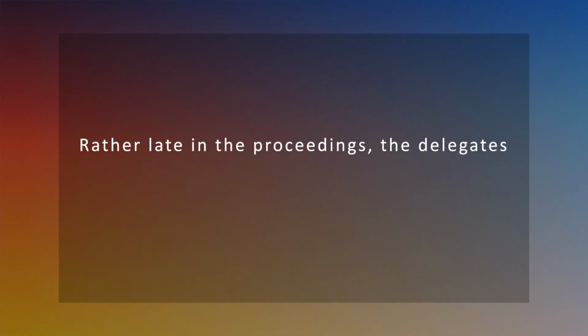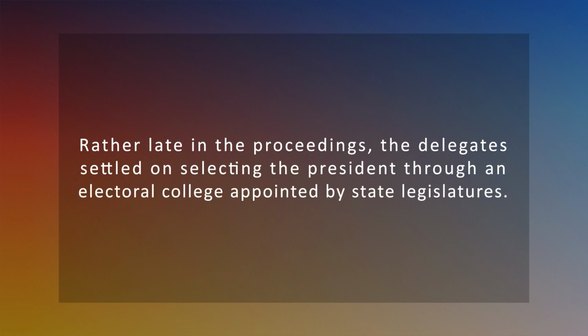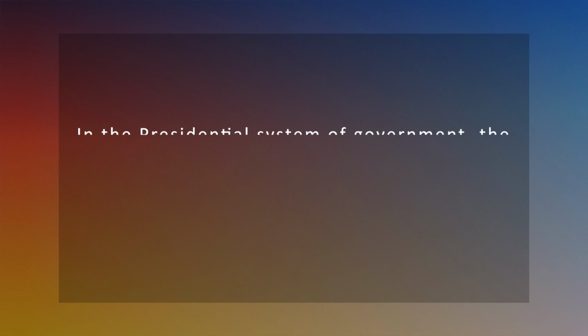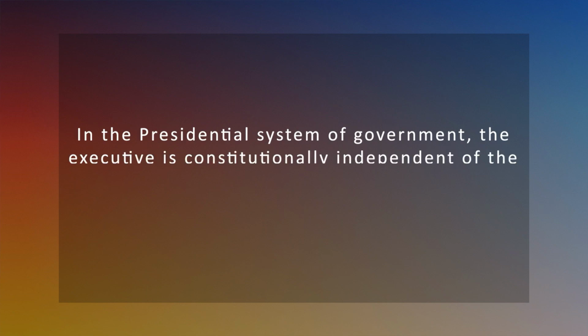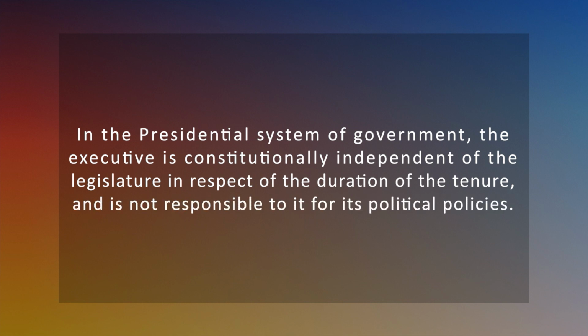Instead, rather late in the proceedings, the delegates settled on selecting the president through an electoral college appointed by state legislatures. Without realizing the implications, the framers had stumbled across the essential features of presidential government: separate election of executive and legislature. In the presidential system of government, the executive is constitutionally independent of the legislature in respect of the duration of the tenure and is not responsible to it for its political policies.